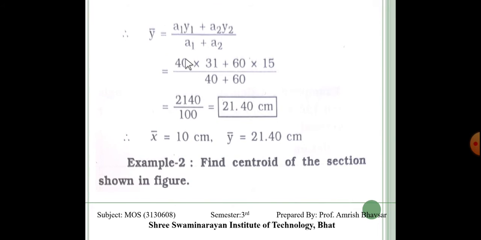So y bar is equal to A1 y1 plus A2 y2 upon A1 plus A2. Just nominal change over here. Instead of length, here we are going to take area A. So, x bar is equal to 10 centimeter and y bar is equal to 21.40 centimeter. Clear, everybody?